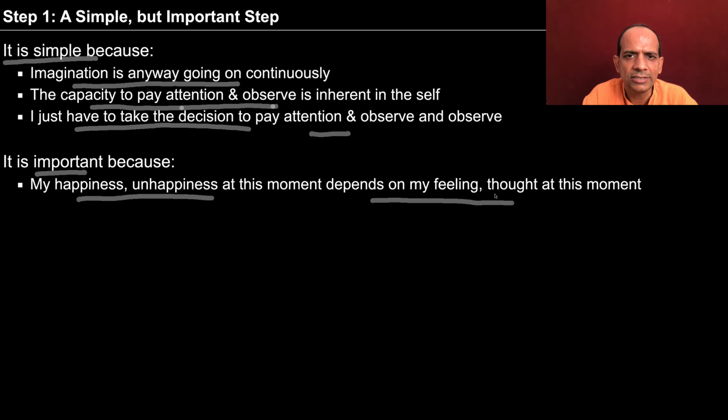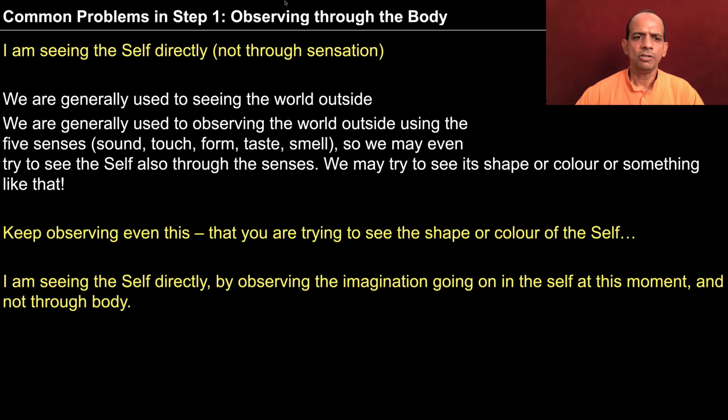If you are able to see this, then you will be able to assign the priority to this observation of your imagination and then move forward. Now we'll look at some common problems that people have reported while observing the imagination. One kind of problem is that you start observing through the body, right? And as you said earlier, there's no need of the body while observing your imagination, because you are the seer and the imagination is there in you only. So there is no need to take the help of the body.